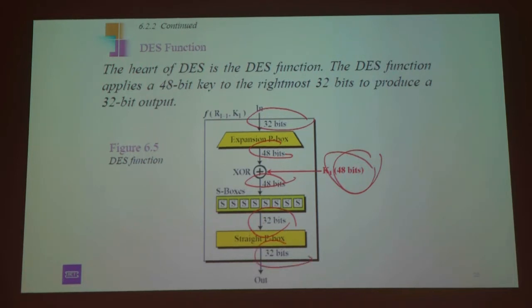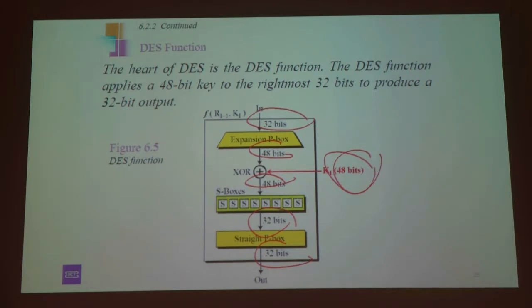So for this function, what's the input? Half of the data, 32 bits. And what is the other input? The key. What's the size of the key? 48. So what do I do with the 32? Expand it. 48 and 48.